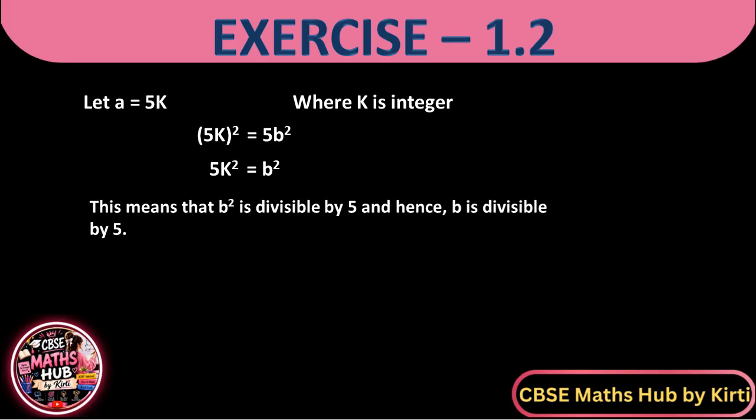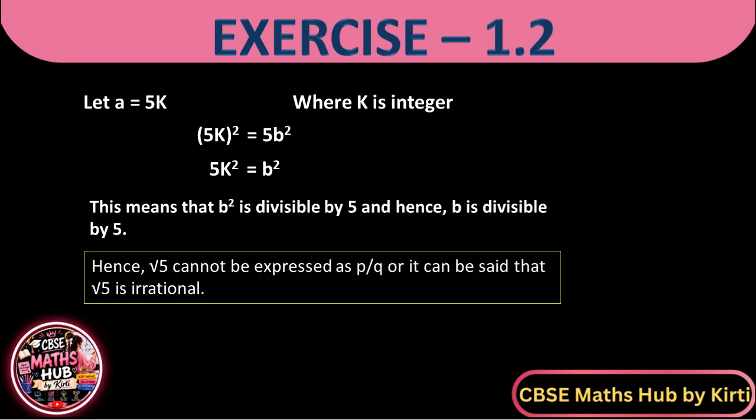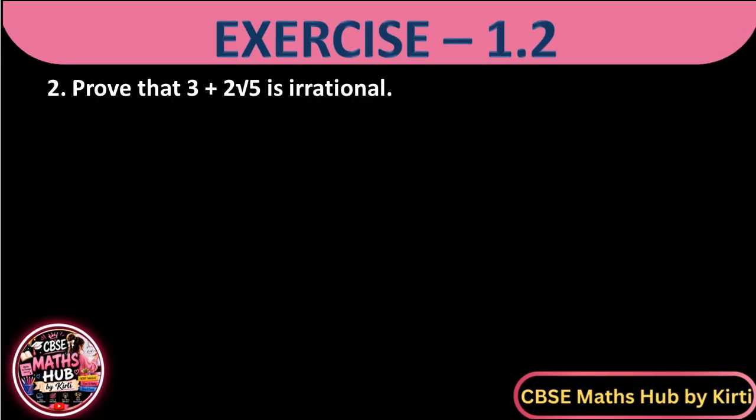Now, both numbers are divisible by 5, which contradicts our assumption. Therefore, our assumption is wrong. Hence, square root of 5 cannot be expressed in the form of p upon q. Therefore, square root of 5 is an irrational number. Now, let's move to question number 2.